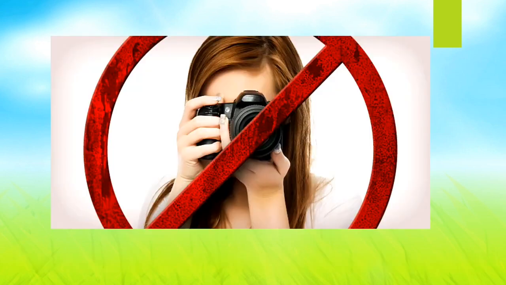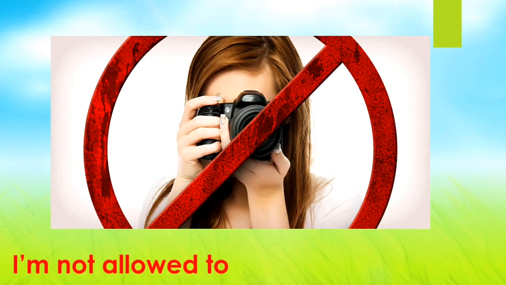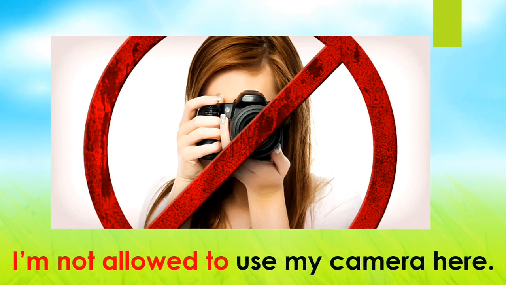Okay, good. Next. This picture shows a girl having a camera, but there is a red circle there, meaning you cannot, or you are not permitted to take a picture. So the girl said, I'm not allowed to use my camera here. If you can see this sign, it means you cannot use your camera or take any pictures.